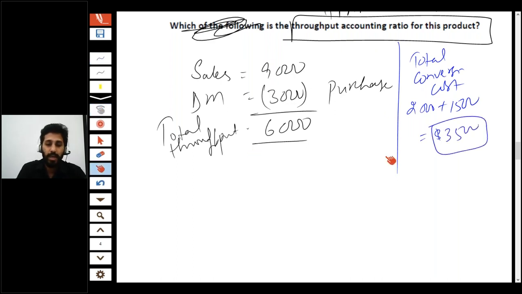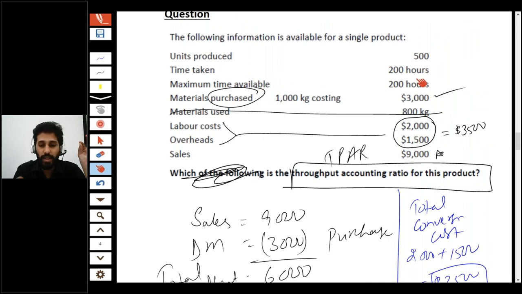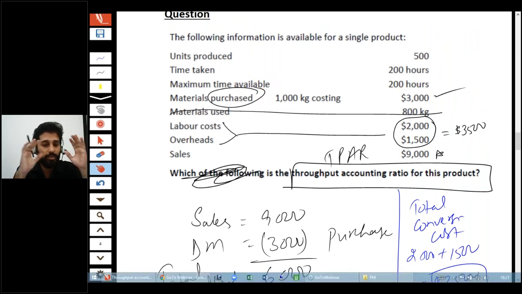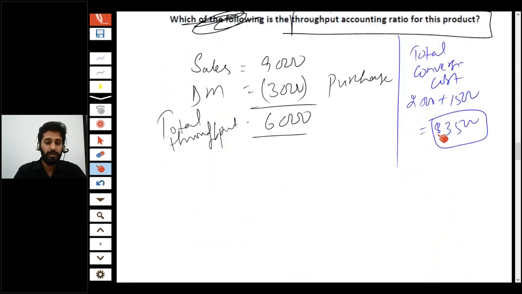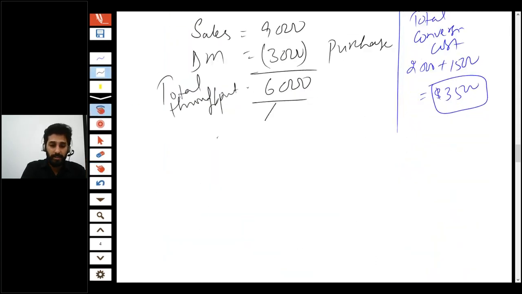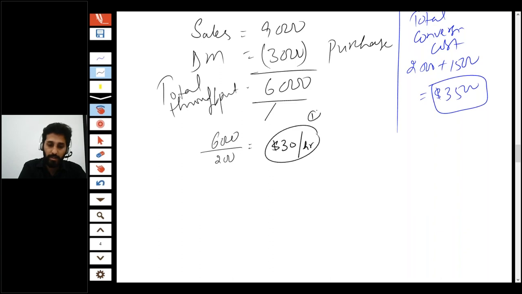And what is the maximum time available to me? That is 200 hours. I do not have enough time in this question. That is only 200 hours, so I will be taking that time. So simple. So I will have return per hour and cost per hour. That is throughput 6,000 divided by 200. That is $30 per hour. Now this is the return per hour.